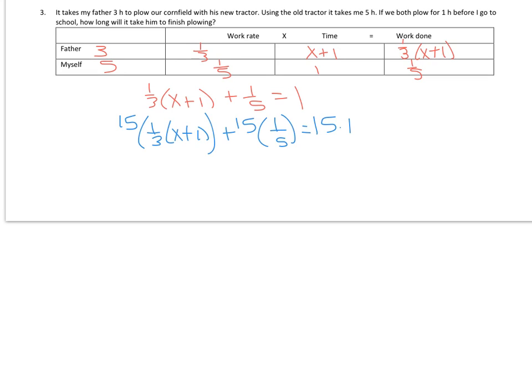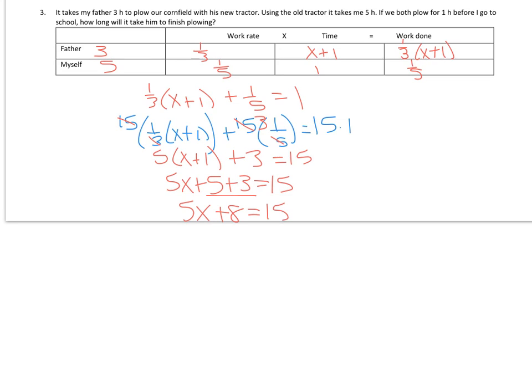15 times 1. And if we cancel out our denominators, I have 5 times the quantity x plus 1. The 5's cancel out, and I'm left with plus 3. 15 times 1 just gives me 15. And if I distribute the 5, I get 5x plus 5 plus 3 equals 15. Simplify both sides. You have 5x plus 8 equals 15. Subtract 8 from both sides. You get 5x equals 7. Divide both sides by 5.